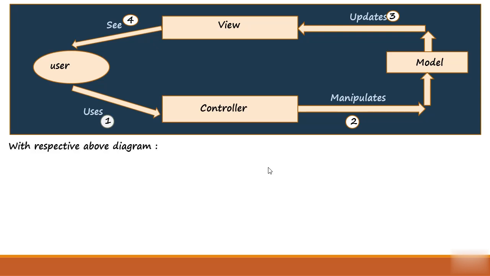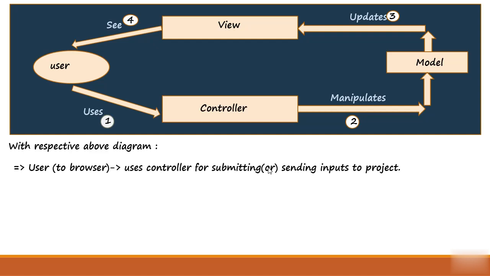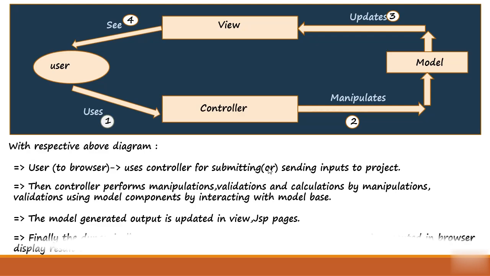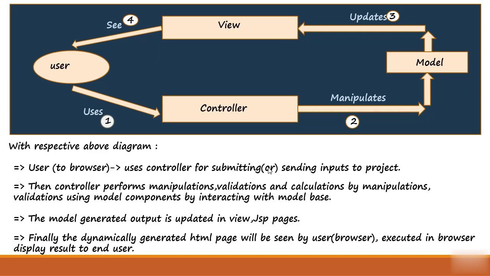With respect to the above diagram, the user or browser uses the controller for submitting or sending inputs to the project. Then the controller performs manipulations, validations and calculations using model components by interacting with the model base. Then the model generated output is updated in Wave.jsp pages. Finally, the dynamically generated HTML page will be seen by the user or browser, executed in the browser, and displays the result to the end user.